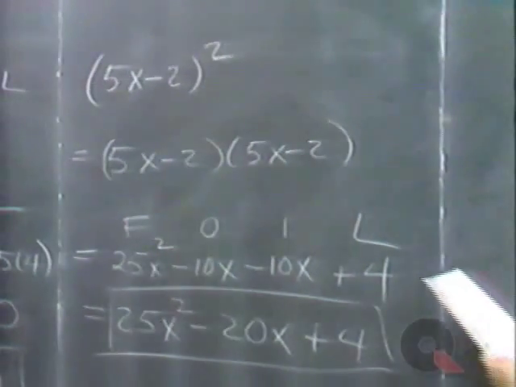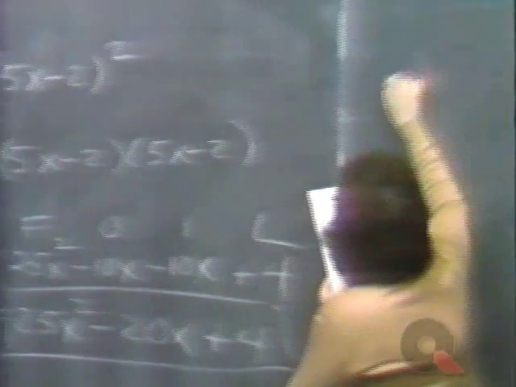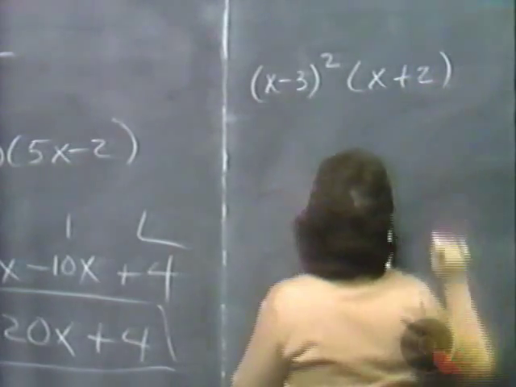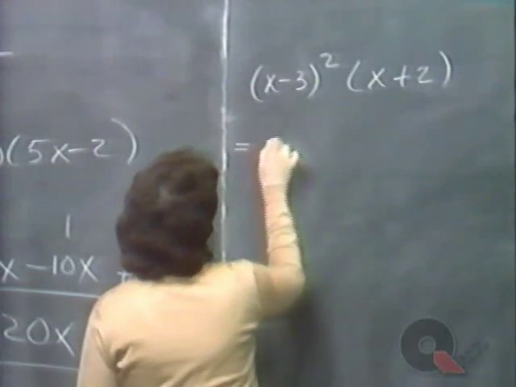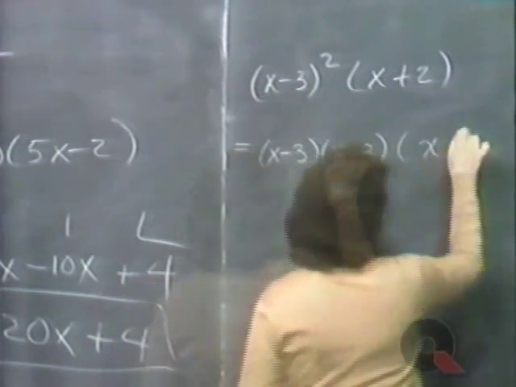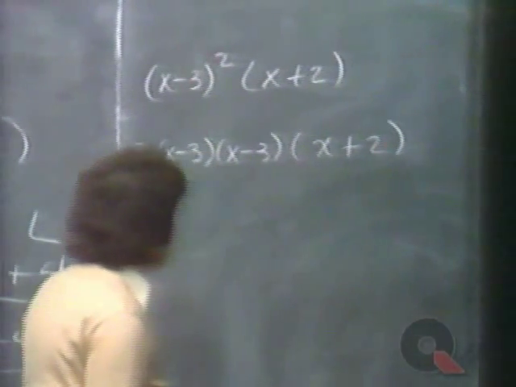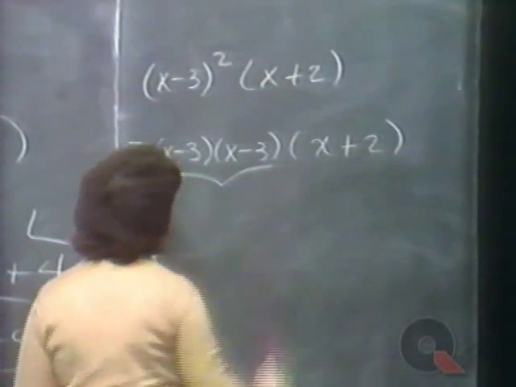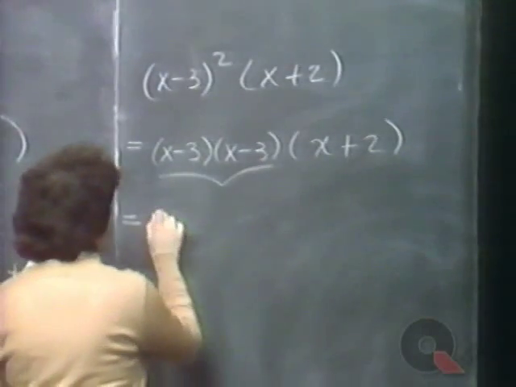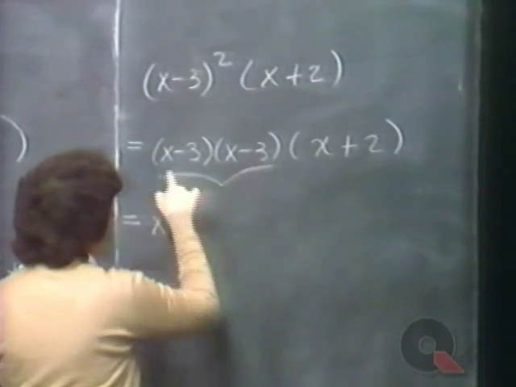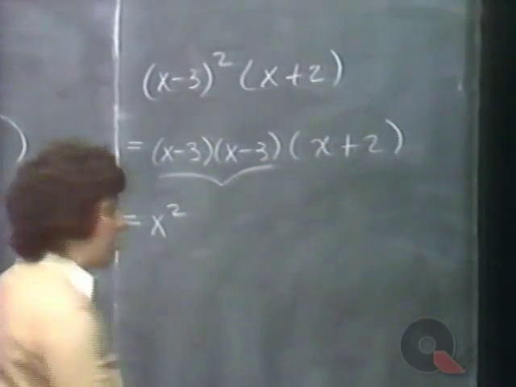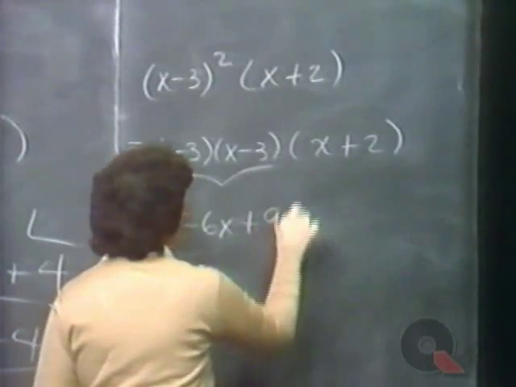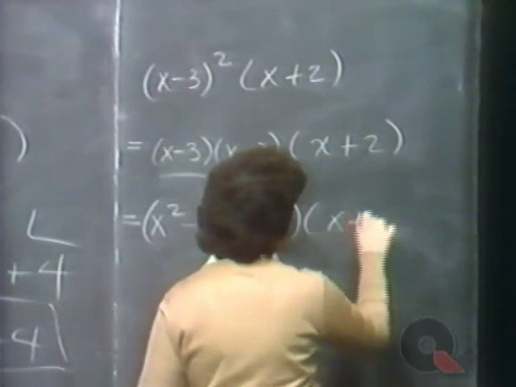Let's try one more multiplication. x minus 3 squared times x plus 2. This is x minus 3 times x minus 3 times x plus 2. Well, first we use FOIL to multiply these two binomials. And we get first, x squared. Outer is minus 3x. Inner is minus 3x. That's minus 6x. Last terms, minus 3 times minus 3, that's plus 9, times x plus 2.